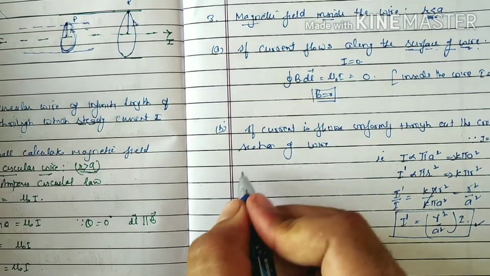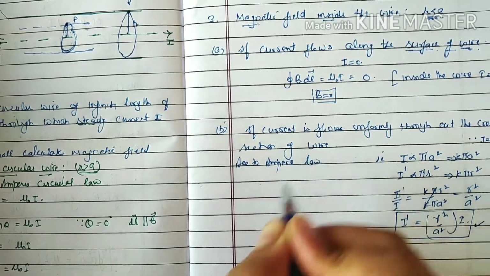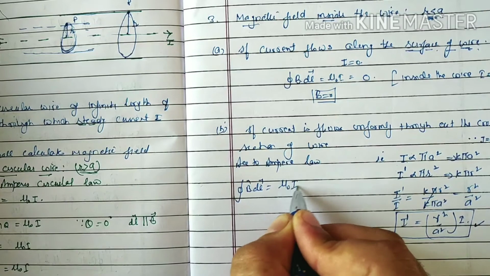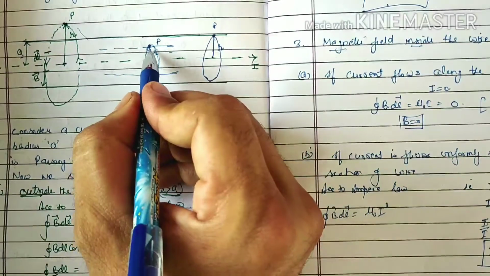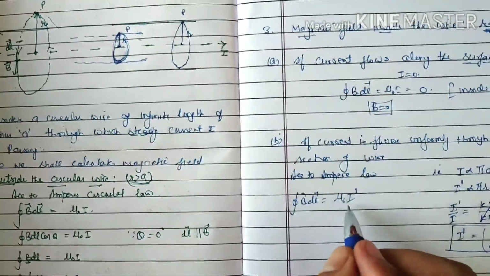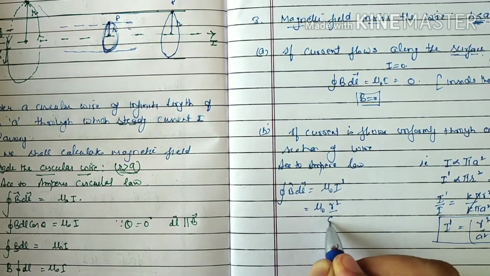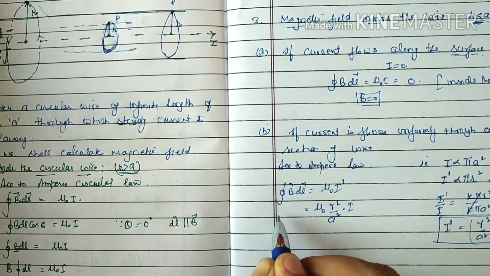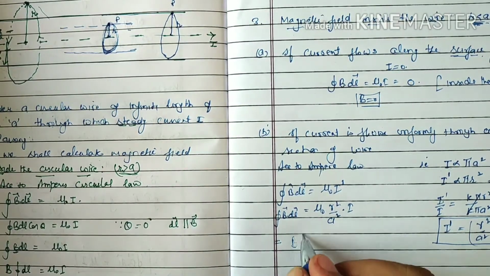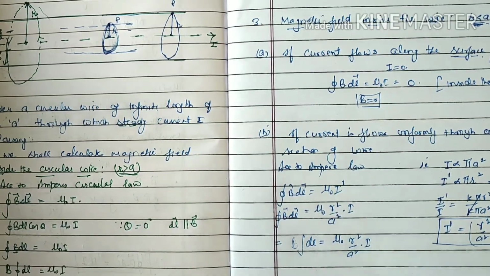So we can write, according to Ampere's law, the line integral of the magnetic field is equal to mu naught I dash. I dash is the current through this cross section of radius r. So this current I dash is flowing, and we write mu naught r square over a square into I. This is the integral of B dl, equal to mu naught r square over a square into I.